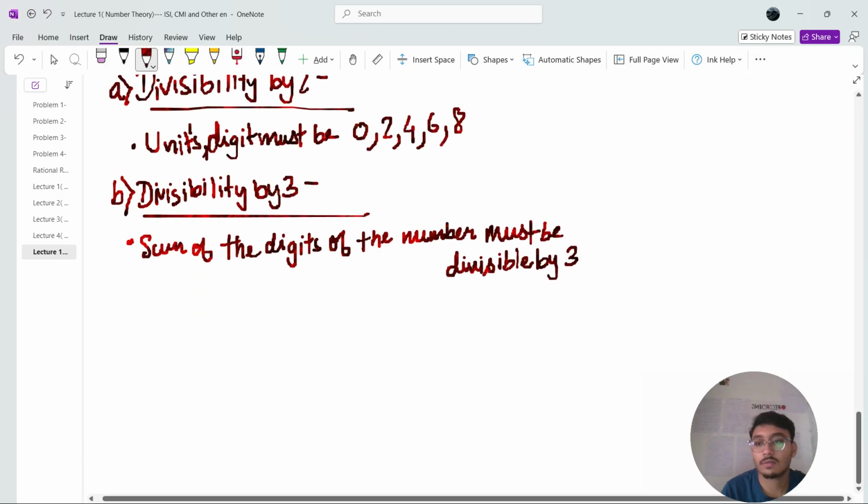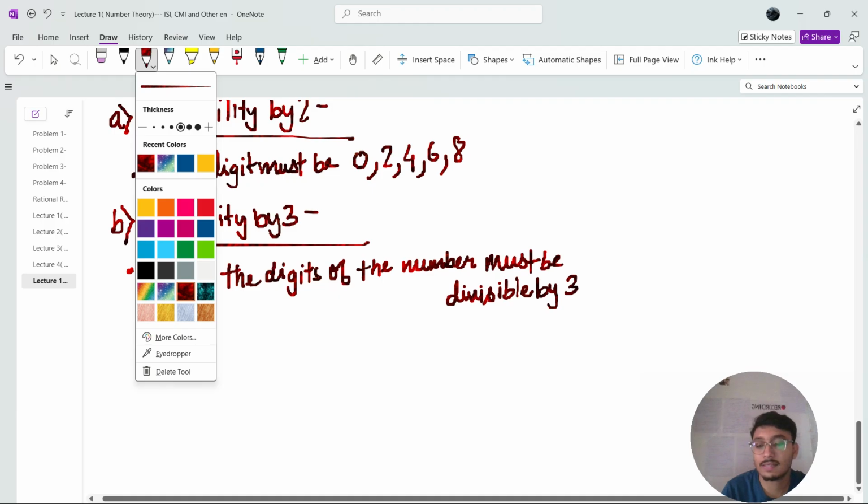Changing the color, this looks a little bit odd to me. Sorry for this, guys.